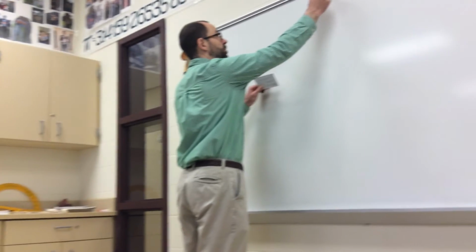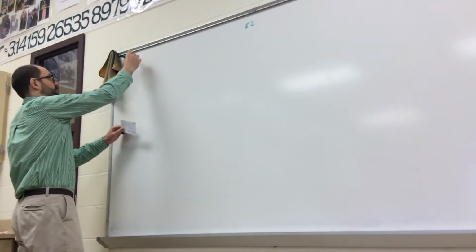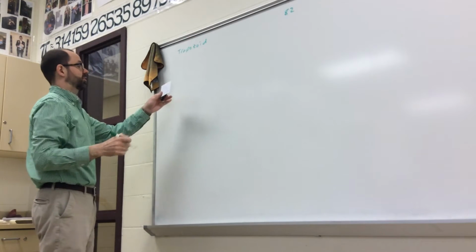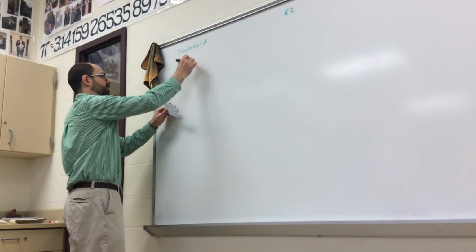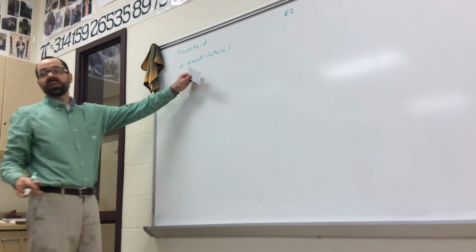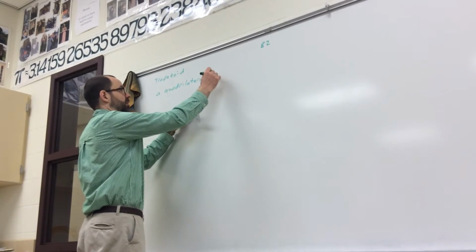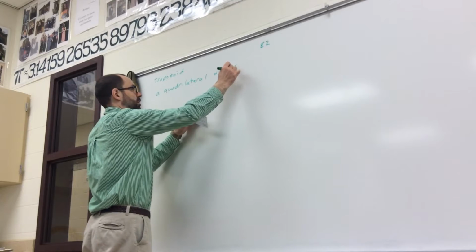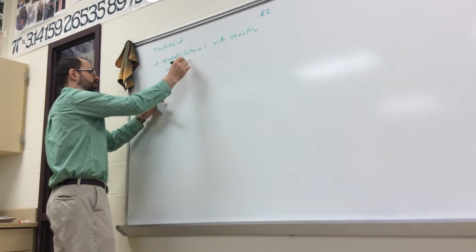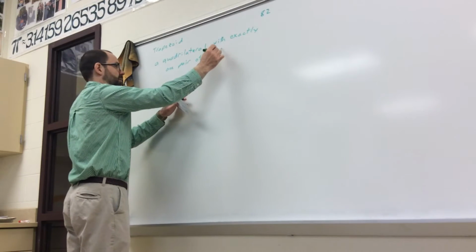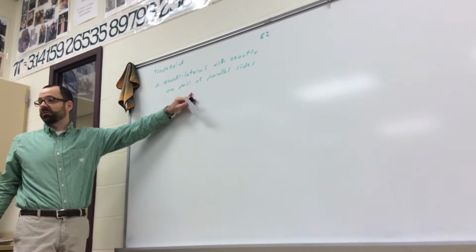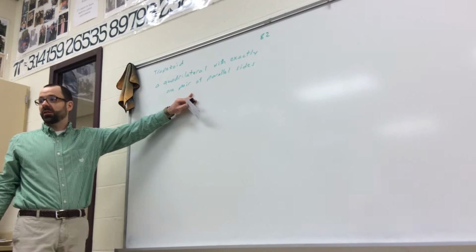All right, so this is number 82. Title is Trapezoid. And a trapezoid is a quadrilateral with exactly one pair of parallel sides. A quadrilateral with exactly one pair of parallel sides.